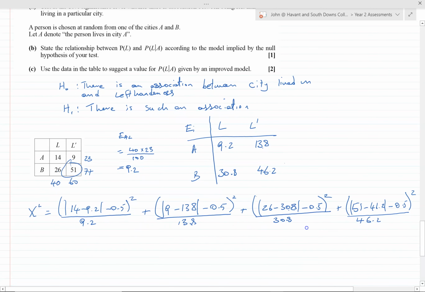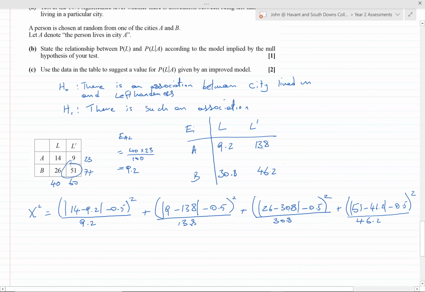When thinking of Yates, you might have noticed I made sure I was consistent. I was taking this one from this one. It wouldn't matter if I did it the other way around.